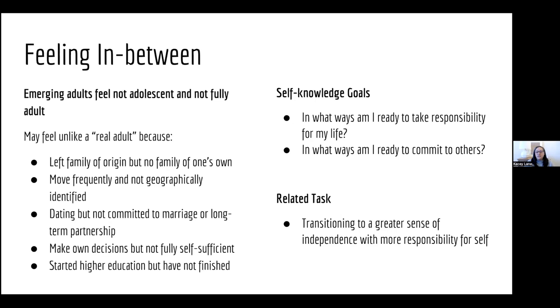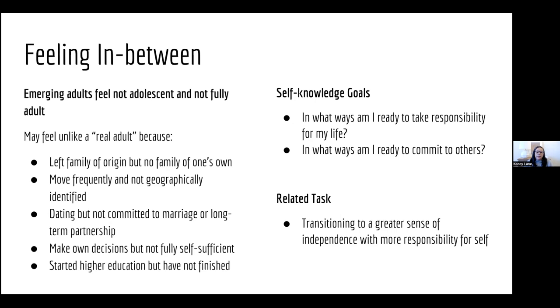Emerging adults may feel unlike a real adult because they've left their family of origin, but they don't have a family of their own. They've moved frequently and they're not geographically identified. They may be dating, but haven't yet committed to marriage or a long-term partnership. They can make decisions of their own, but they're not fully self-sufficient. And perhaps they've started higher education, but haven't finished. All of this leads emerging adults to have the subjective feeling of being in a transitional period of life. They're on the way to adulthood, but they're not quite there.